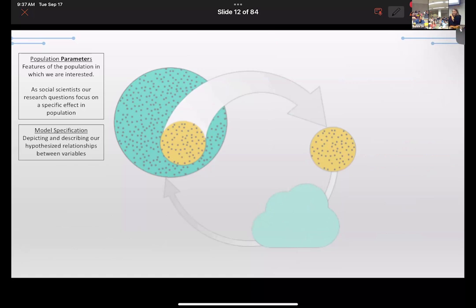Well, as statisticians, as researchers, we care about something out there in the population, some phenomenon. Specifically, we care about population parameters, which is any quantitative feature of the population that we're interested in, right? So as social scientists, we design research questions that are focused on a specific effect in the population, right? We specify models that depict what we think is happening out there in the world. We depict them in pictures, we depict them in words, right?